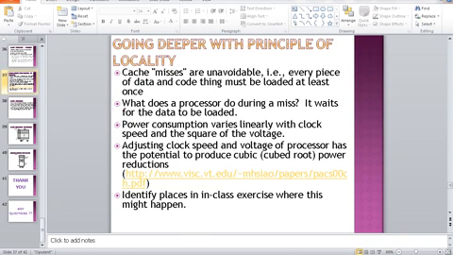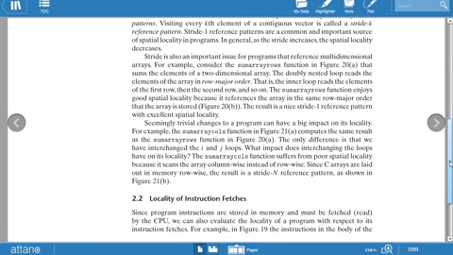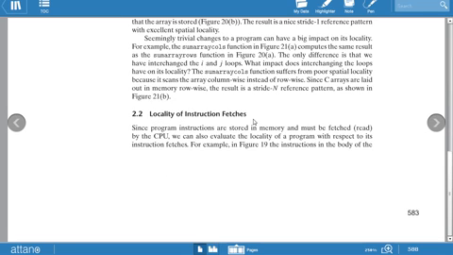Now let's see with the help of the book what is covered in the book. This is locality of reference, this is the example. Next is locality of instruction fetches. That is how locality of reference is used in fetching data in C or any programming language. It says since program instructions are stored in the memory and must be fetched by the CPU, we can also evaluate the locality of programs with respect to instruction fetches.